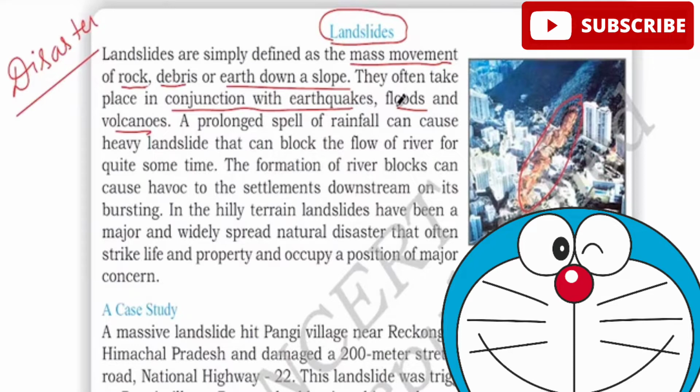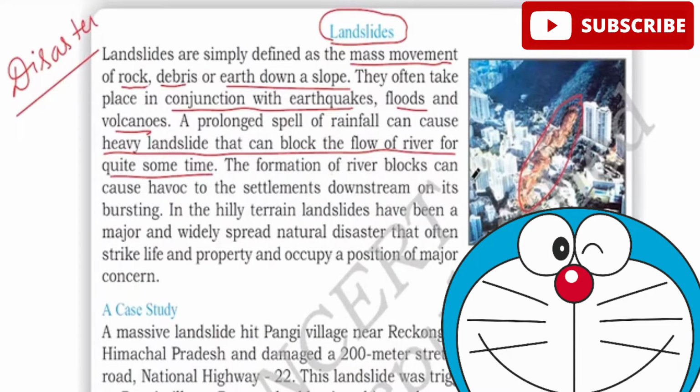Volcanoes, whenever you have a dormant volcano or an extinct one, then everything, the rock particles and all will be associated there. Rivers, all this will melt and they would have created some boulders. But whenever this extinct or dormant becomes active again, we usually observe that again there will be movement of these particles, and that will create problem in the other areas as well. Then a prolonged spell of rainfall can cause heavy landslide that can block the flow of river for quite some time. Uttarakhand floods was also associated with landslides.